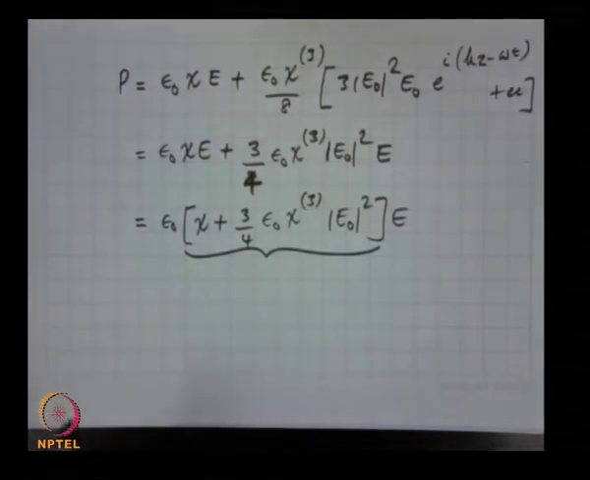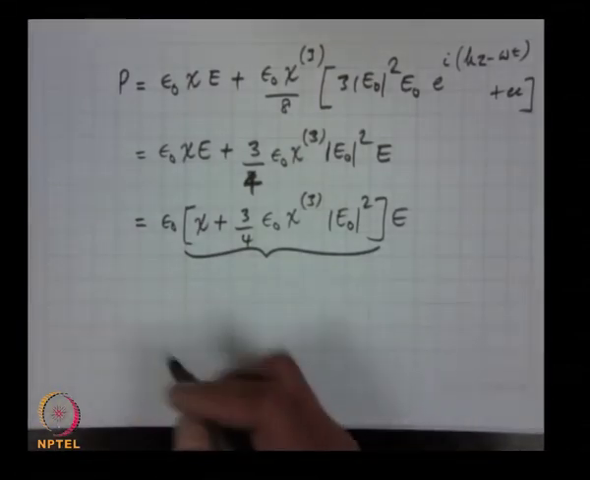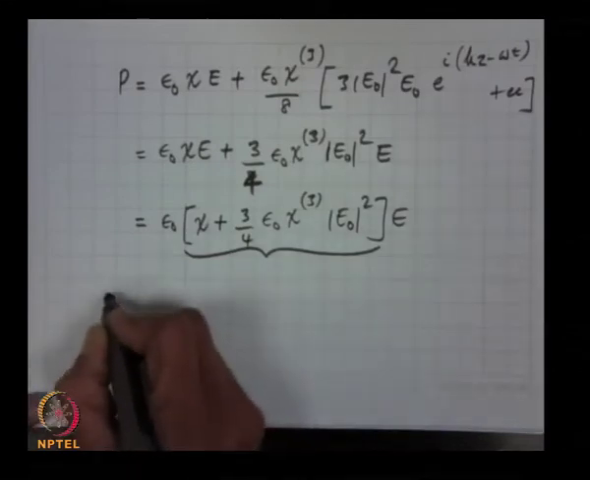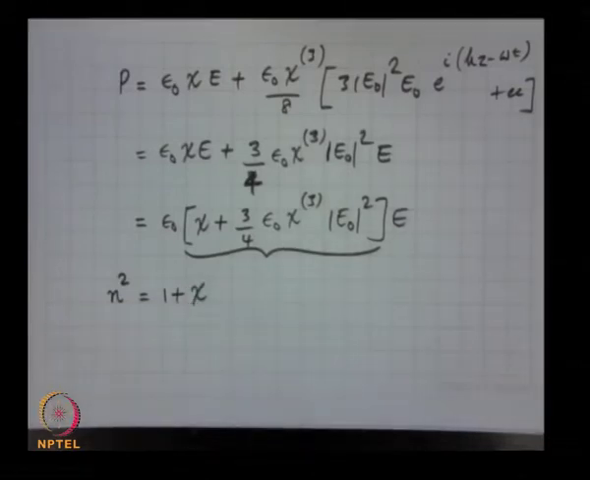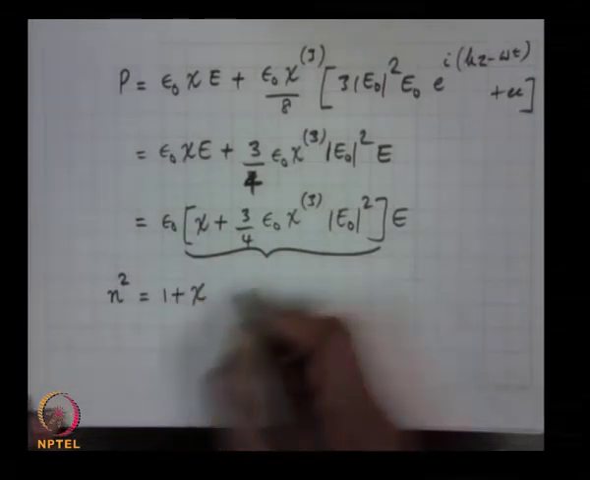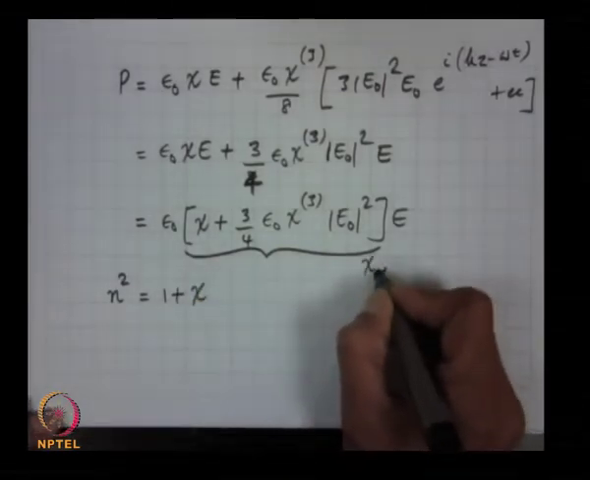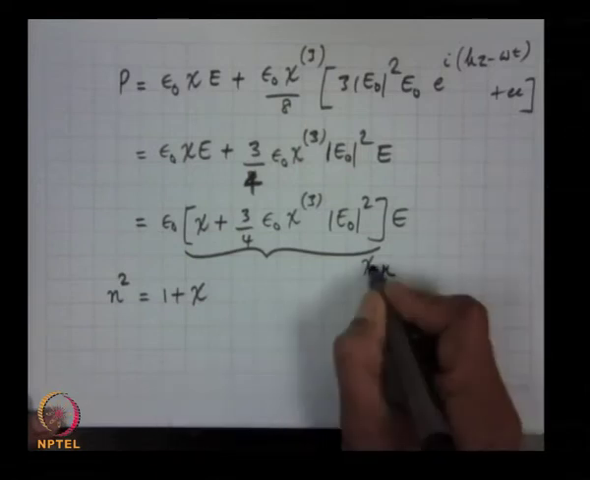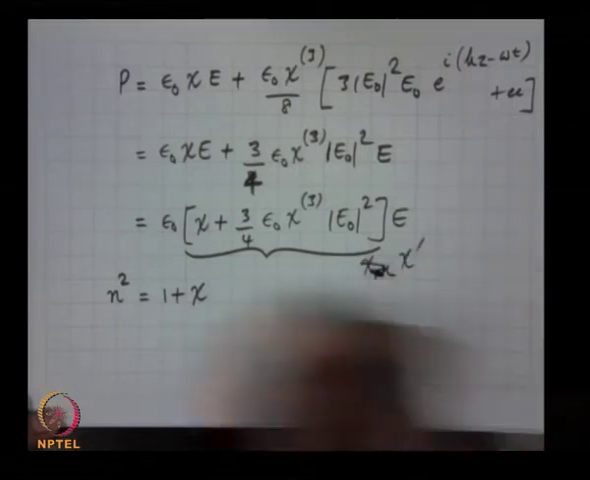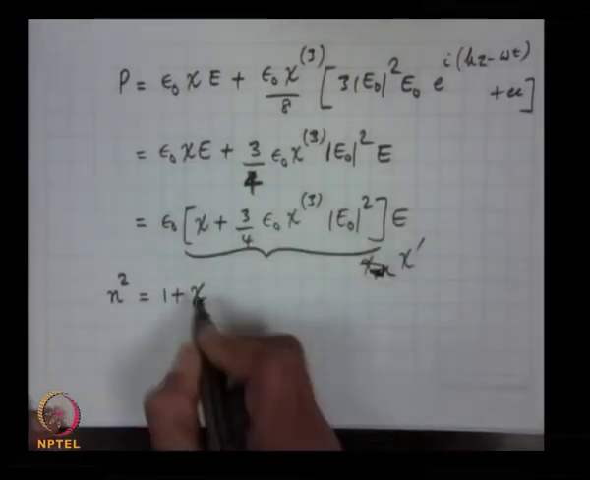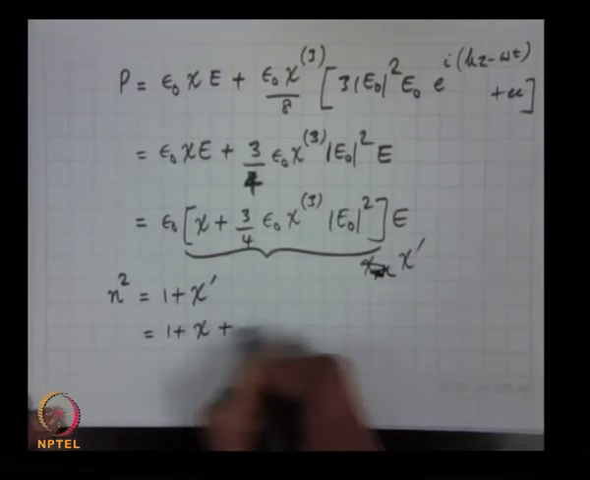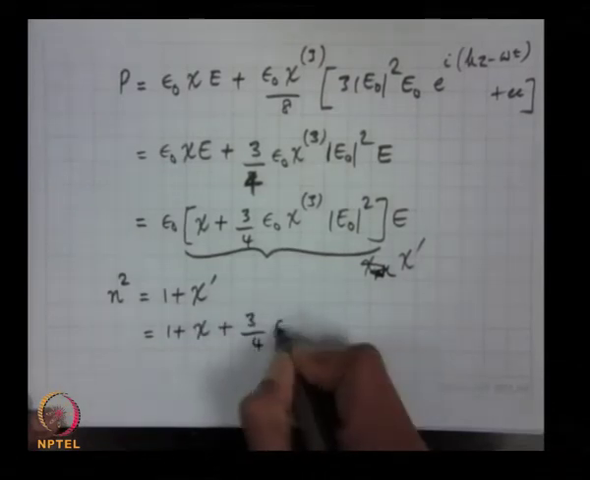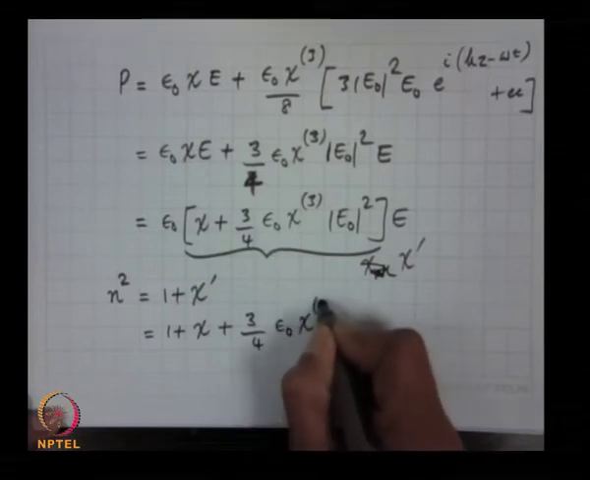And how is refractive index related to chi, the susceptibility? N square is equal to 1 plus chi. Okay, so let me call this chi effective, chi nonlinear. So let me call it chi prime. This medium now has a refractive index n square, which is 1 plus chi prime, which is 1 plus chi plus 3 by 4 chi 3 mod E naught square.